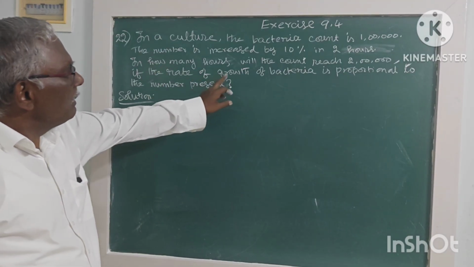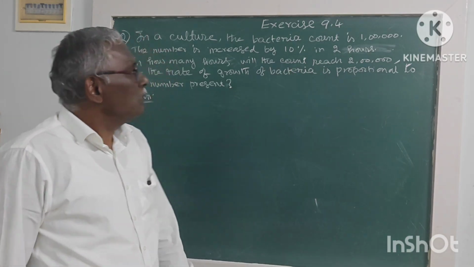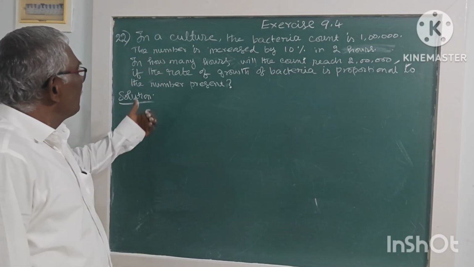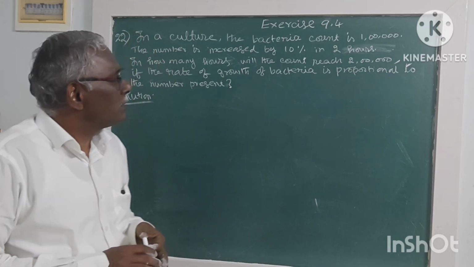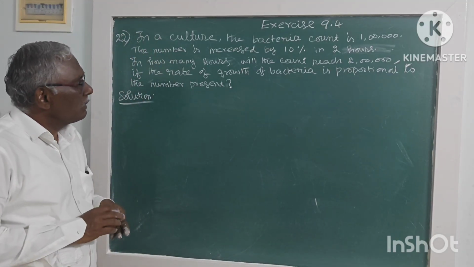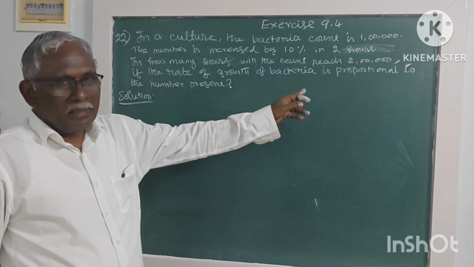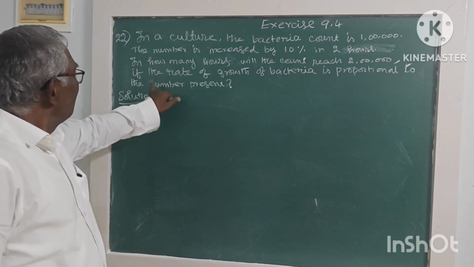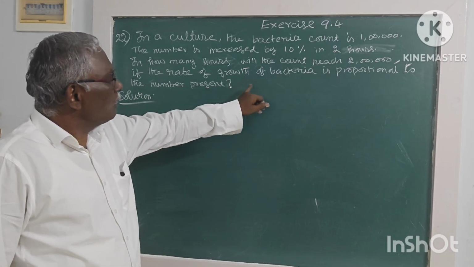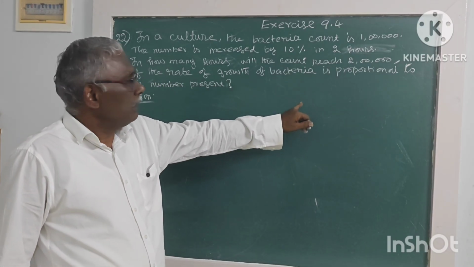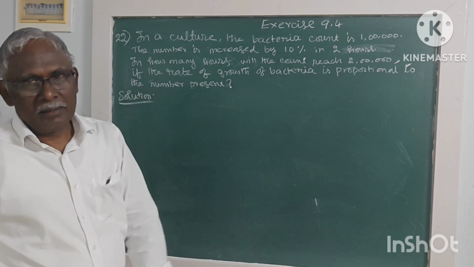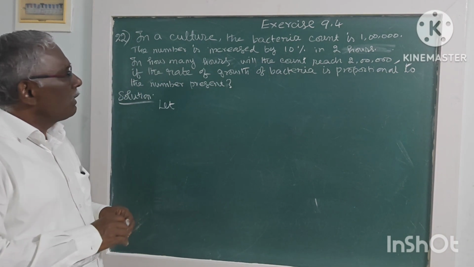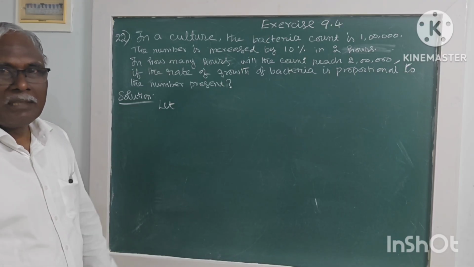In a culture, the bacteria count is 1 lakh. The number is increased by 10% in 2 hours. In how many hours will the count reach 2 lakh? If the rate of growth of bacteria is proportional to the number present, let G be the number of bacteria at any time t.